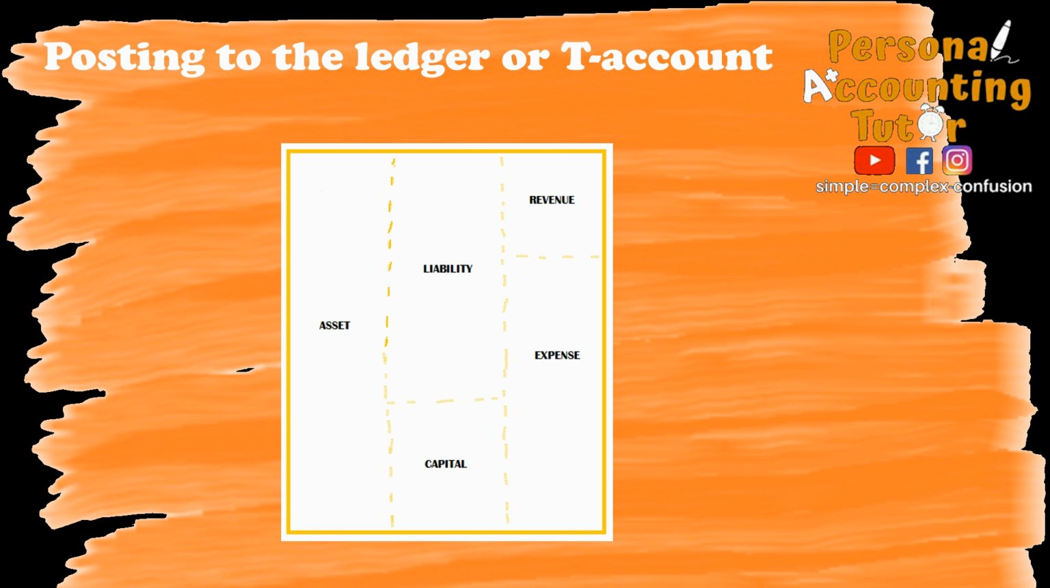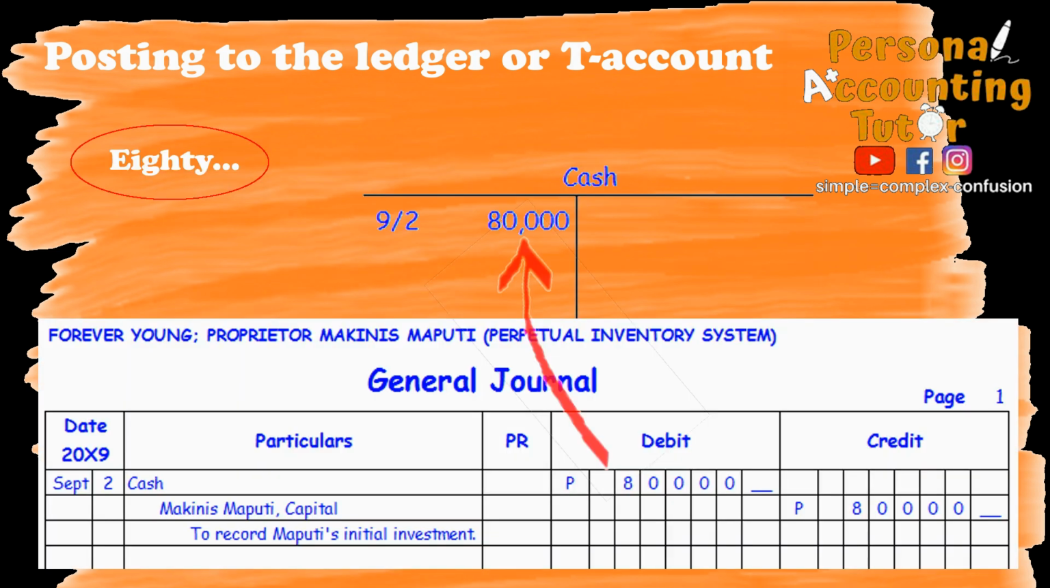Okay, say this side is for asset T account and the next side for liability T account and so on. Now, according to our first journal entry, cash is debited for 8,000. So in the asset side, create a T account for cash, and then post or put the 8,000 in the debit side of the T account. You may omit the dates, but it's preferable to include it in the T account. Don't forget to leave a mark on the journal to remind us that this is already posted.